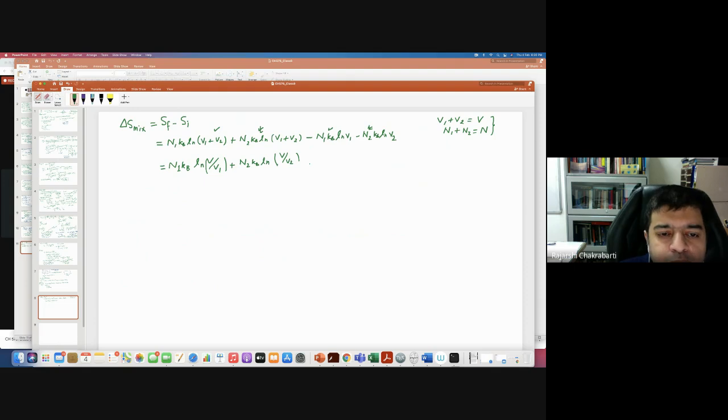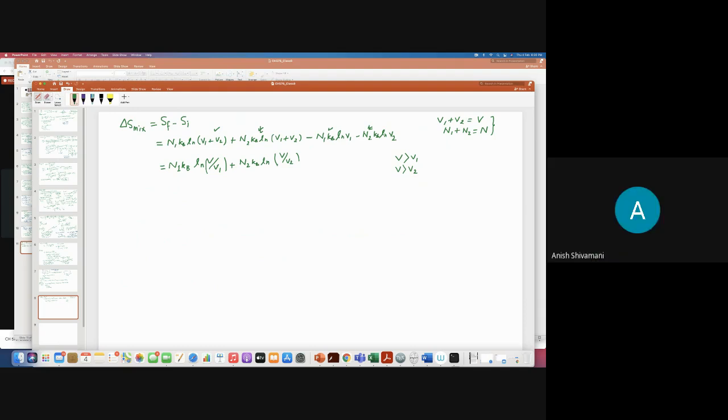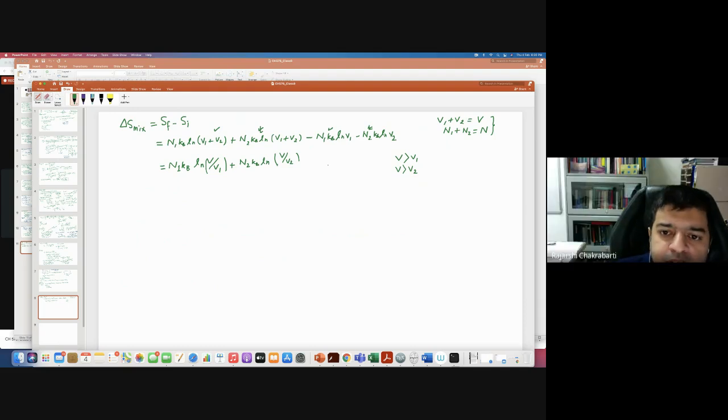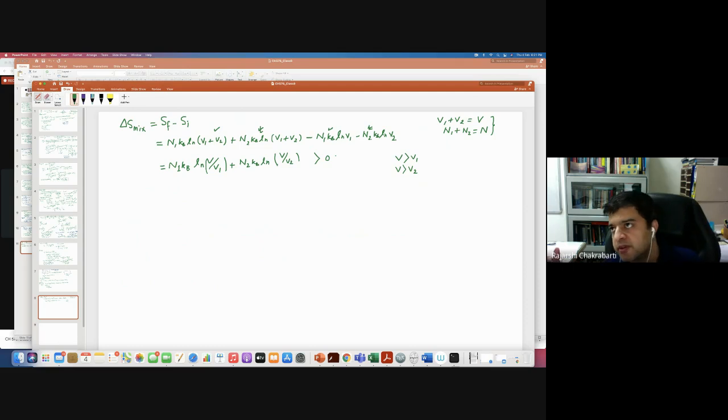Now look at carefully. V is greater than V1, V is greater than V2. So the argument of the logarithm is greater than 1. What does it mean? Positive. So essentially it means that the whole quantity is greater than 0. They are convinced, no? Because n's and v's are all positive numbers. And this condition is maintained. And this one I can just rearrange and write it like this.